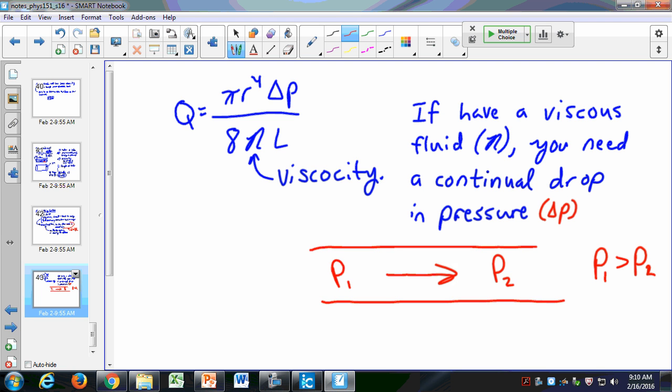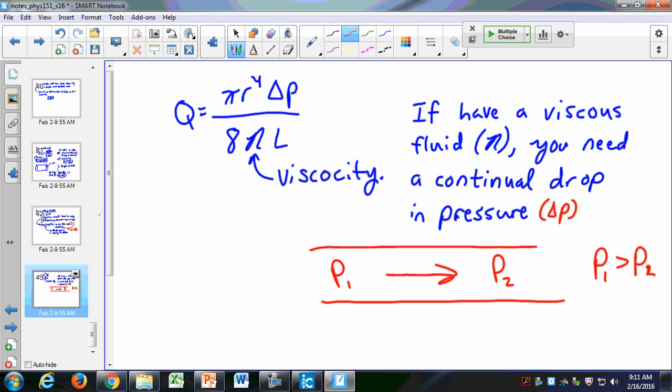Now, if I don't have a viscous fluid, that's not true. I can have just a constant pressure and it'll still flow. But anytime I have a viscous fluid, because it's always slowing down, remember we can think of viscosity as friction. And so if I have a lot of friction and I push it, it's going to eventually stop unless I keep pushing it. So if I have a viscous fluid, I have to keep pushing that fluid along. Otherwise, it's just going to stop and it's not going to flow anymore. Okay? So we have that in the circulatory system, this continual drop in pressure.